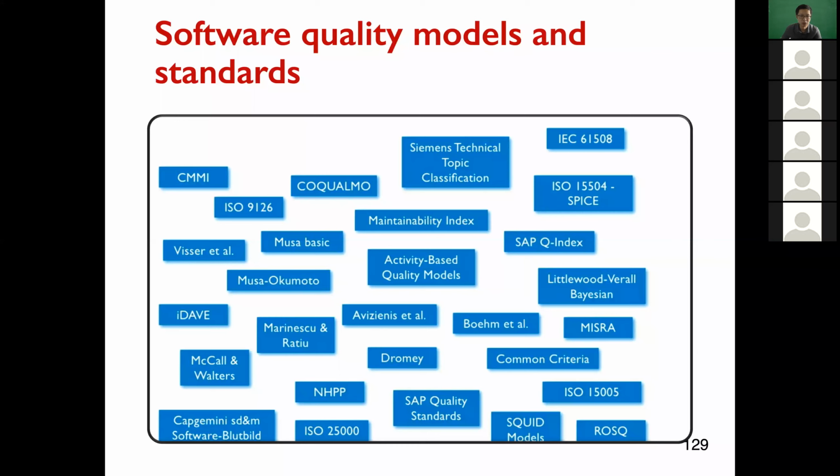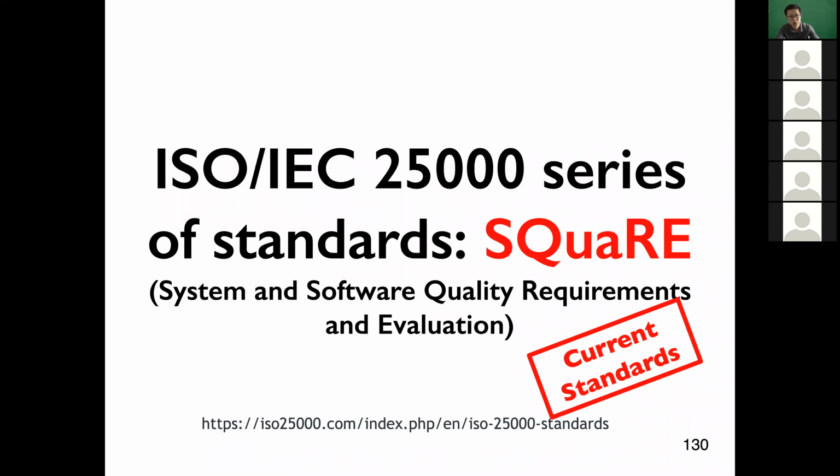There are many different standards. We covered the McCall model. Today we will cover the ISO 25000 series quality standards. This 25000 series of standards are the current standards used by many companies. Let's look at the details of this series of standards.